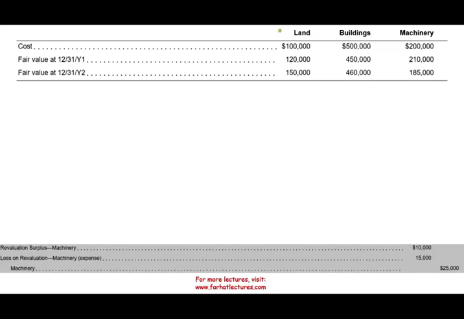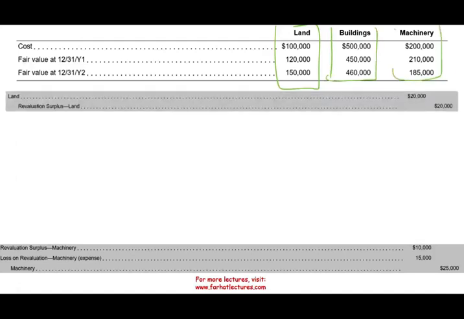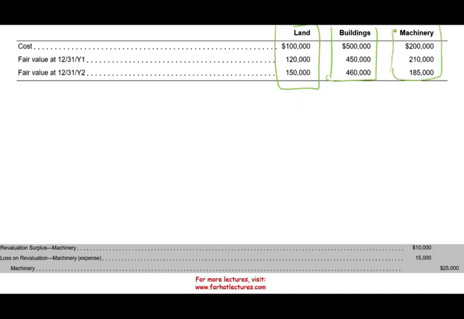Okay, and the best way to look at this is to actually work an example to see how this works. So we have three assets, a land, a building, and a machinery. We're going to work each one of them separately. Let's start with land. Land had a cost of 100,000. It went up to 120, then it went up to 150. So it went up, then it went up again.